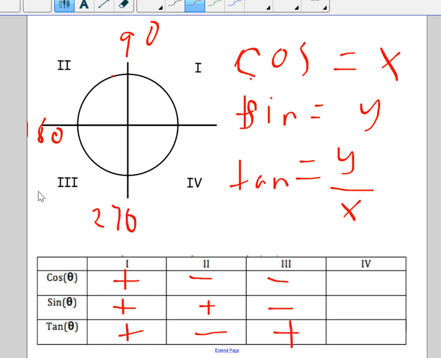And then in our last quadrant, quadrant 4, cosine is back to being positive. Sine is still negative, which means that tangent is a negative divided by a positive. So tangent is negative.